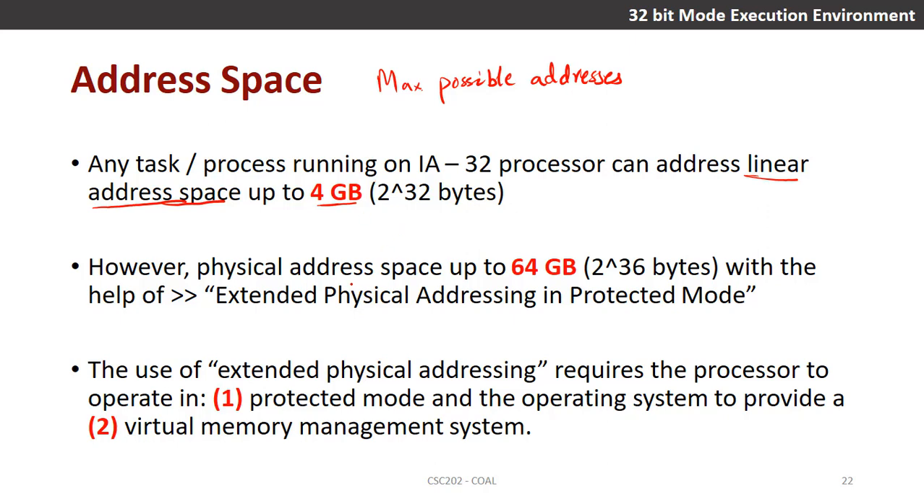However, with the help of physical address extension, a 32-bit machine like an IA-32 processor running an operating system can access up to 64 GB of RAM. And obviously, as we covered the protected mode and the real mode in the previous lecture, it must be in the protected mode; it is not possible in the real mode.